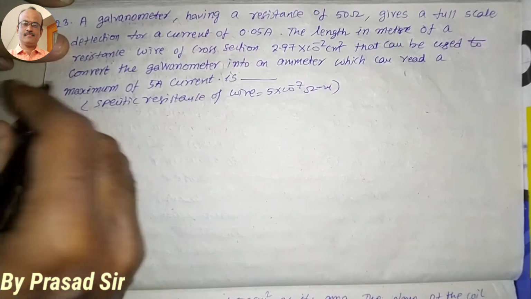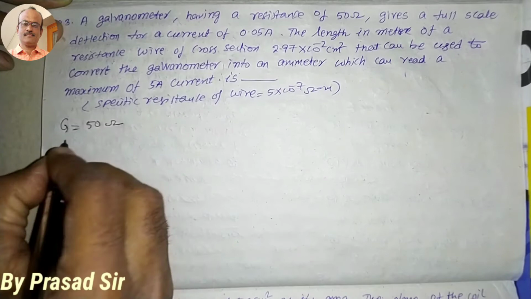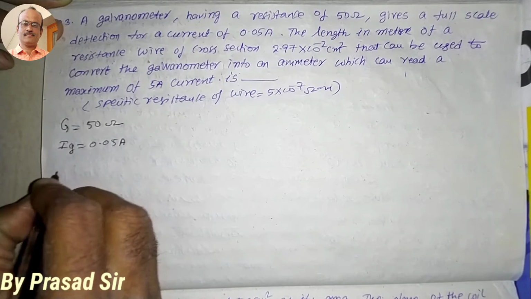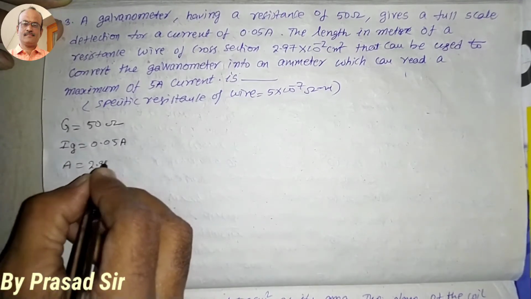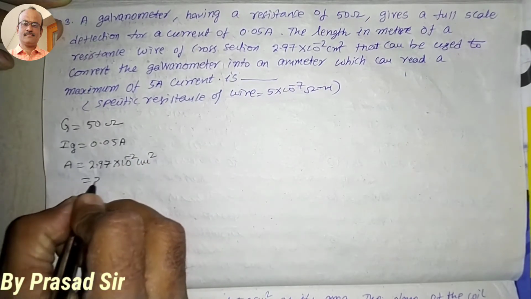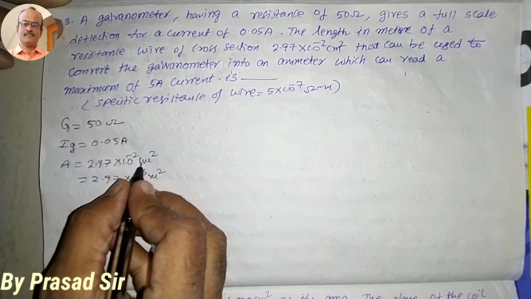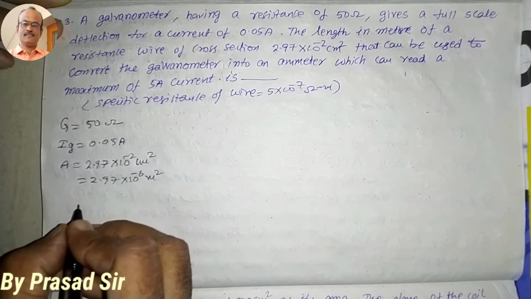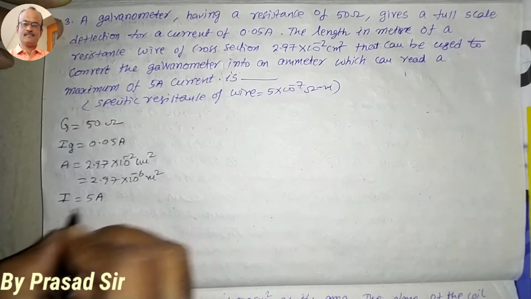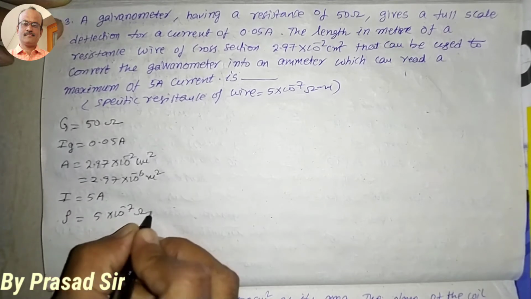So first of all, what are the given values we will write? Galvanometer resistance is given as 50 ohms, and the current which passes through the galvanometer is 0.05 amperes, and area is given as 2.97 × 10^-2 cm², which is 2.97 × 10^-6 m². Why? Because centimeter square is 10^-4 meter square. So here 10^-6 m², and to get the amount of current, I is equal to 5 amperes, and the specific resistance is given as 5 × 10^-7 ohm meter.